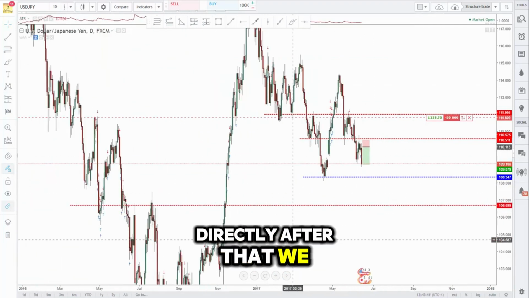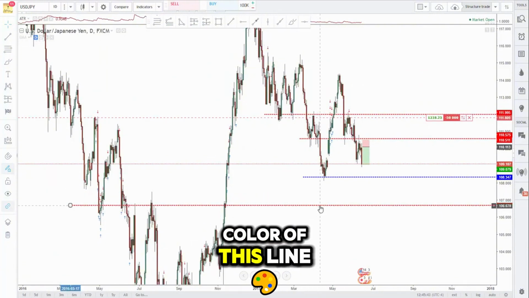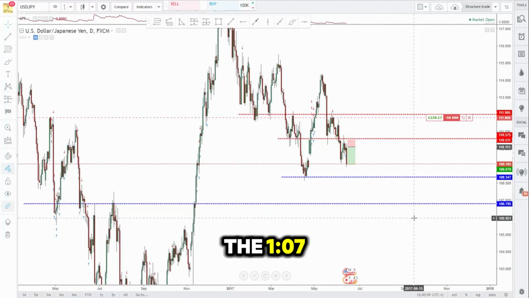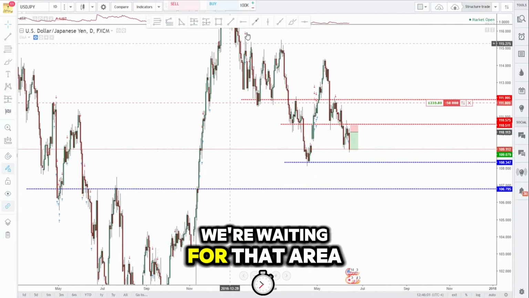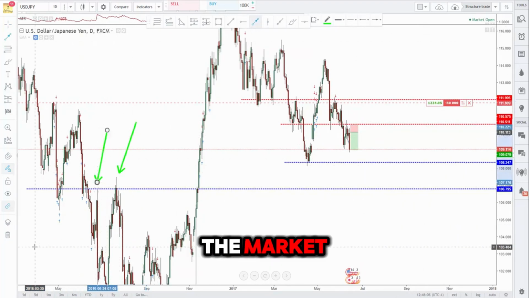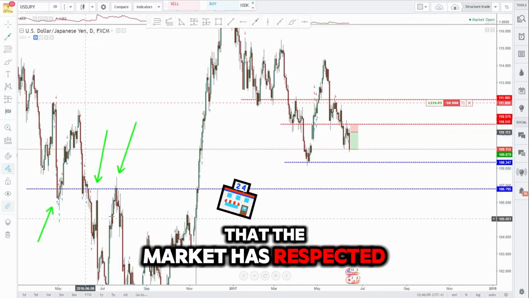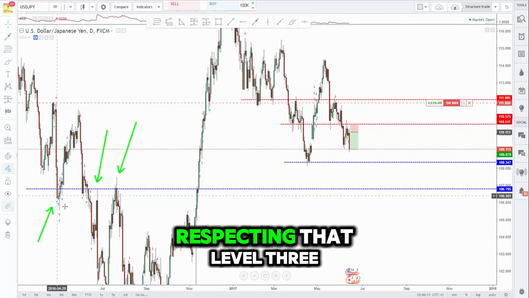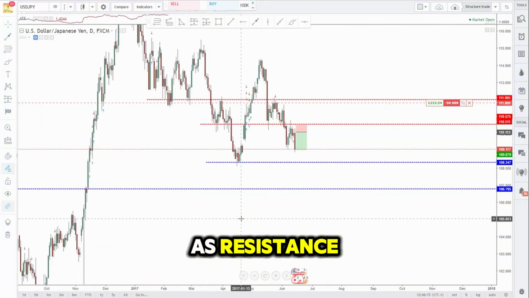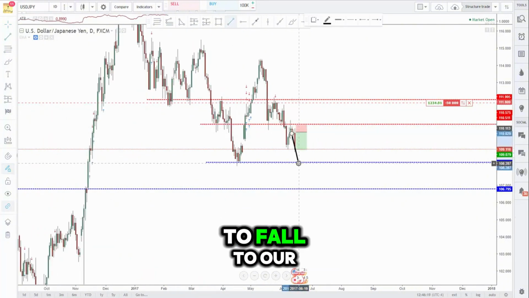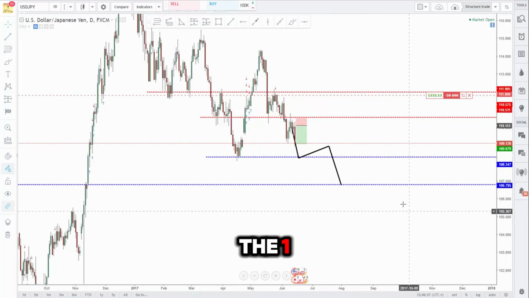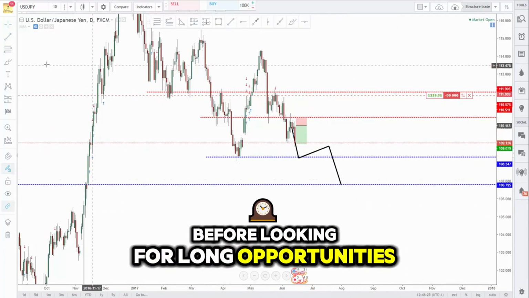Directly after that, we will be taking a look. If I change the color of this line to blue, we'll be waiting for the market to get down to around the 107 even handle. The reason we're waiting for that area is because we have that even handle number along with a level in the market that the market has respected multiple times in the past. Respecting that level 3 times in the past, here once as support, 2 times as resistance. So for support, waiting on this market to fall to our first level or continue falling into the 107 even handle before looking for long opportunities.